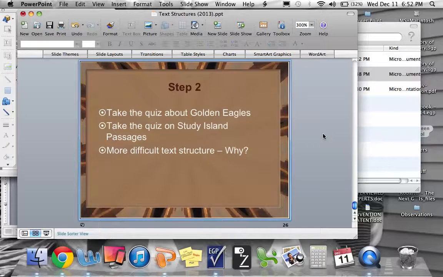So you're now completed with this part of your assignment. The next step is to take the quiz about golden eagles and then take the quiz on Study Island. And the last thing you're going to do is complete the more difficult text structure and why. It's a question I'm going to be asking you. Good luck!